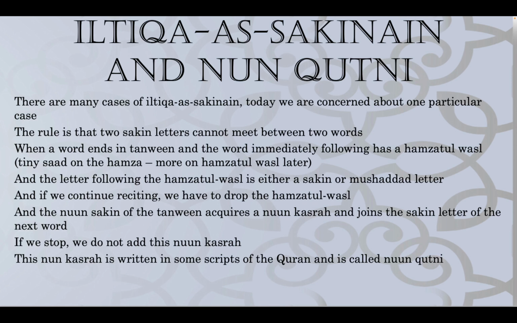So basically, when a word ends in tanween, whether it's fathatan, dammatan, or kasratan, it doesn't matter, but the word immediately following has a hamzatul wasl, and the letter following the hamzatul wasl is either a sakin letter, meaning it has a sukoon on it, or a mushaddad letter, meaning it has a shadda on it. And if we continue reciting, we have to drop the hamzatul wasl. The hamzatul wasl gets cancelled, and the noon sakin of the tanween acquires a noon kasra, and the sakin letter of the next word is joined with that tanween with the noon kasra.